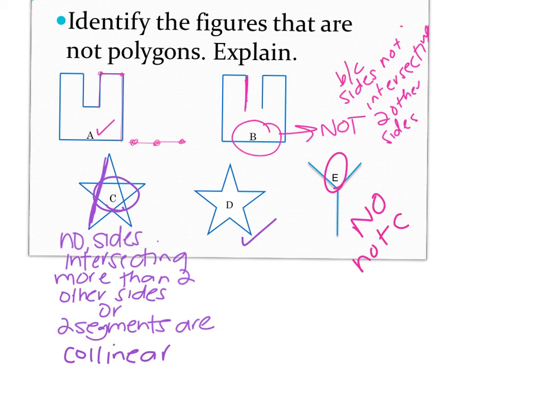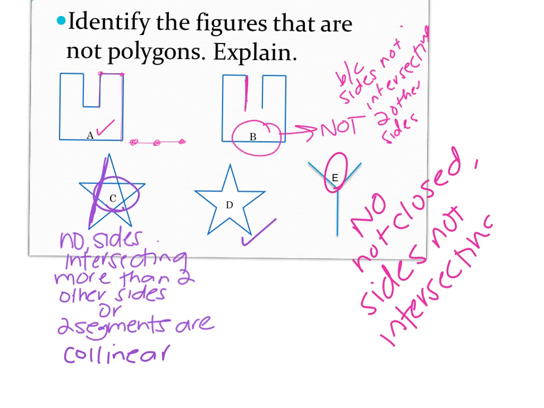You can say not closed. You can say sides not intersecting at both endpoints. Okay, so your reasoning should be in your own words, but it could be something along those lines. Questions on just identifying whether or not they're polygons? Anybody still copying that down? Okay.